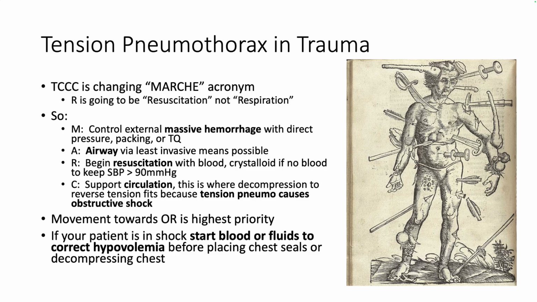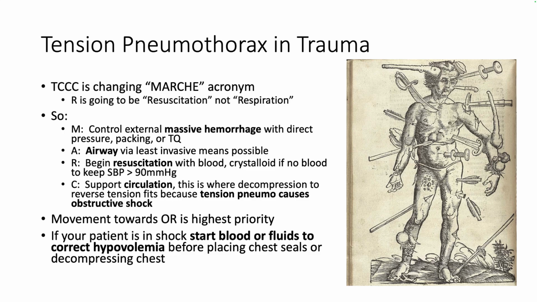We want to make sure the patient has an airway via the least invasive means possible. So we're going to start with recovery position, jaw tilt, jaw lift, jaw thrust, or a chin lift, depending on our cervical spine concerns. We're going to think about oral airways, supraglottics, endotracheal intubation, and if all else fails and we can't oxygenate or ventilate, surgical airway. But we're going to progress through that and make sure we get the airway with the least invasive means possible. And then R has changed from respiration to begin resuscitation.